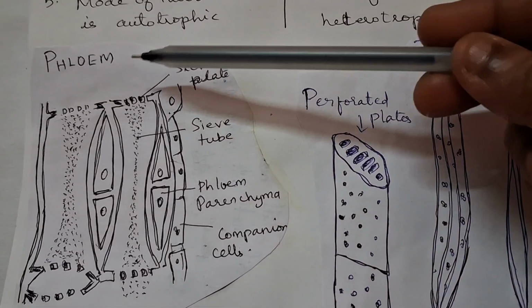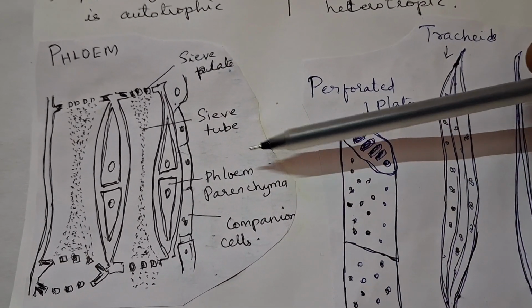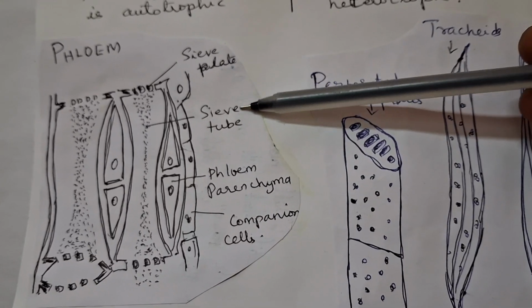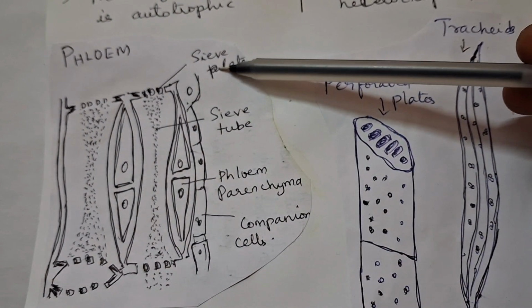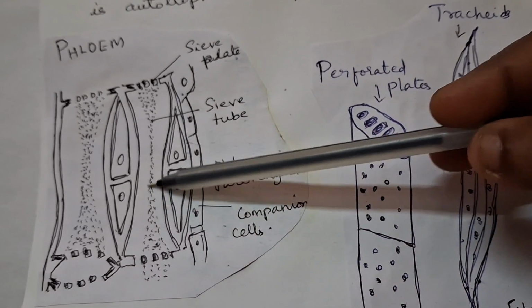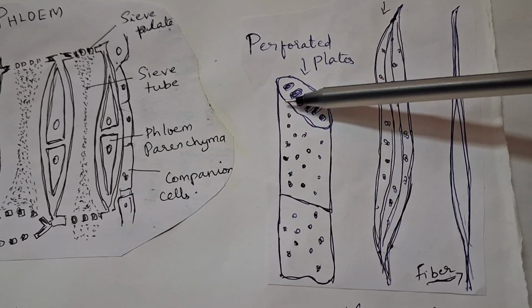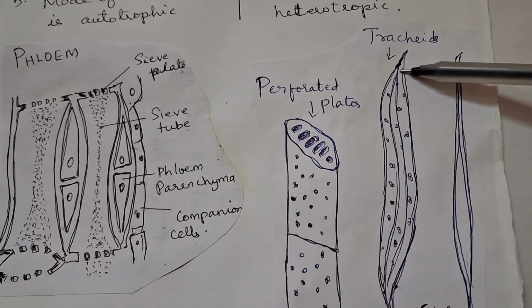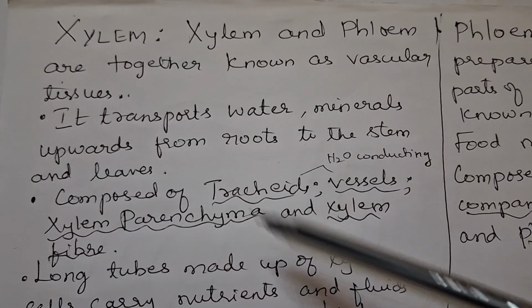This is the phloem. Xylem and phloem together are known as vascular tissues. They play an important role in transporting food and water. This is the structure of the phloem. You find the sieve plates, sieve tubes, phloem parenchyma and companion cells here. Similarly in the xylem, you find the perforated plate, then the tracheids and the fiber. So this is xylem.